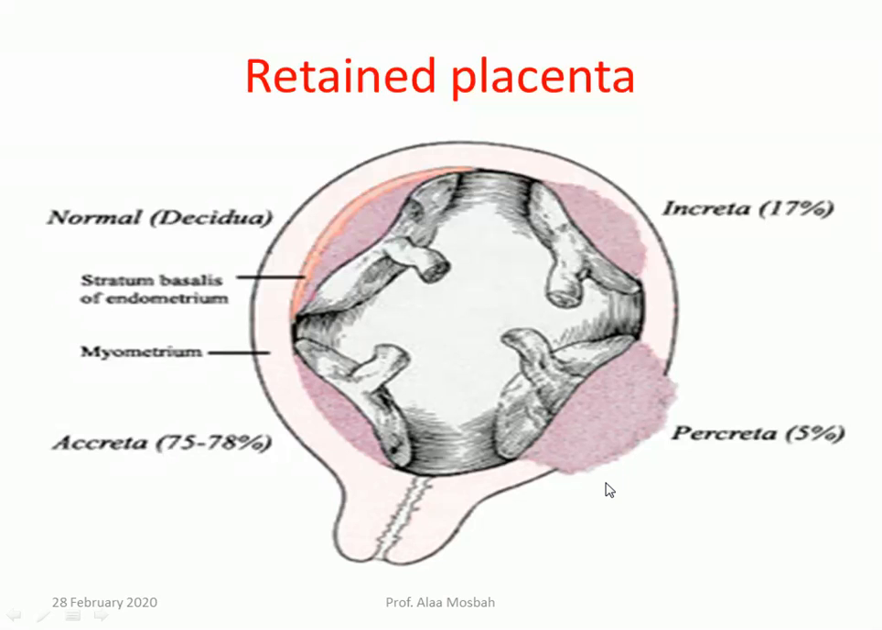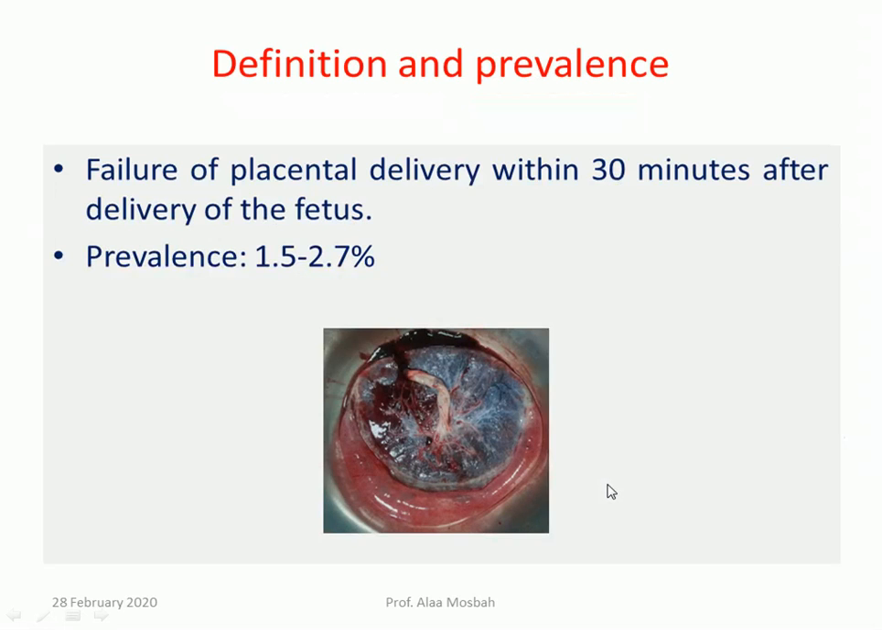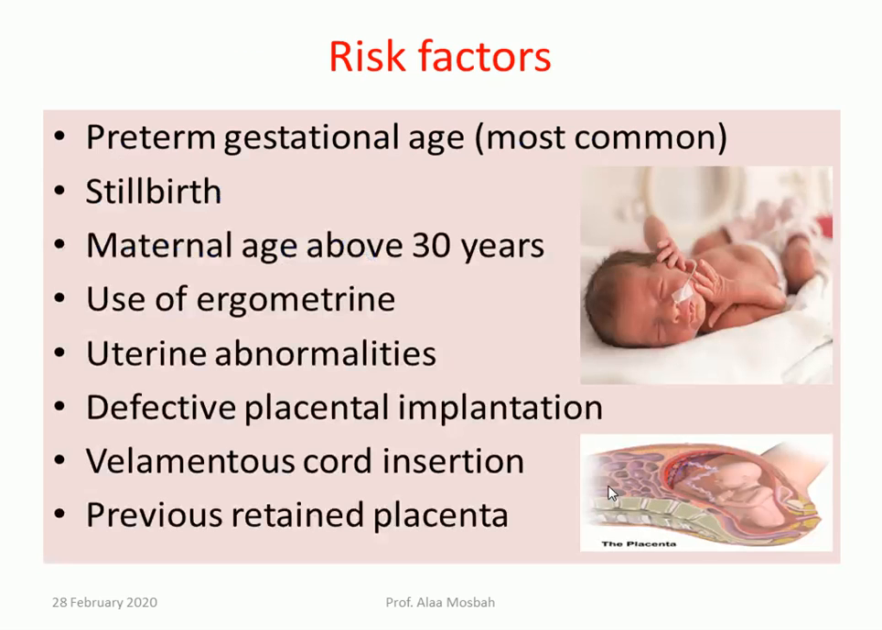What about the retained placenta? It is a failure of placental delivery within 30 minutes after delivery of the fetus, its prevalence about 1.5 to 2.7%. The risk factors include preterm gestational age, which is the most common risk factor, stillbirth, maternal age above 30 years, use of ergometrine, uterine abnormalities, defective placental implantation, filamentous cord insertion, and previous retained placenta.